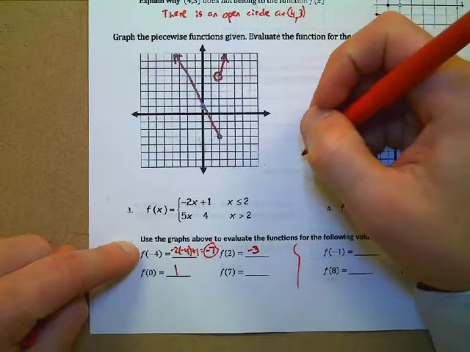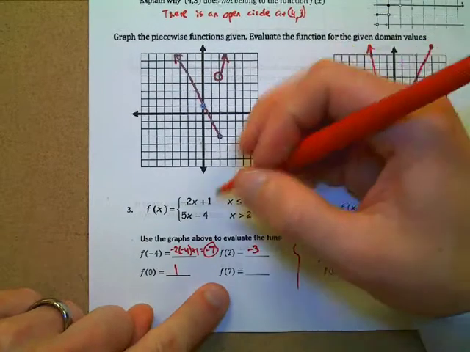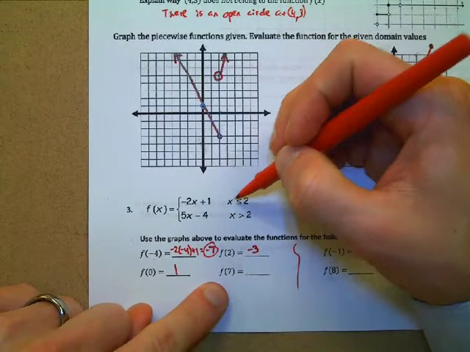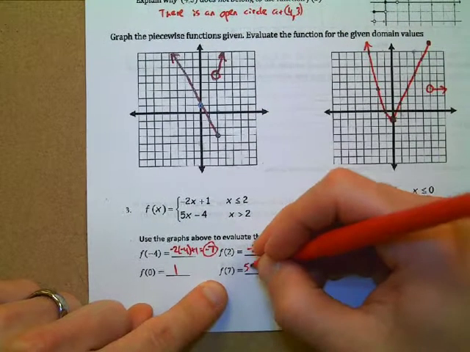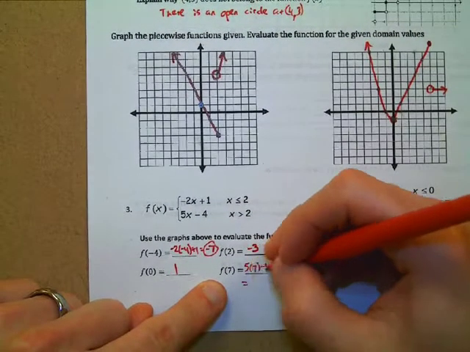Okay? And then f of 7, well, we'll plug 7 in. Again, is 7 less than or equal to 2, or is 7 greater than 2? Greater, so we'll plug it in the bottom one. It'll be 5 times 7 minus 4, which will be 35 minus 4, which is 31.